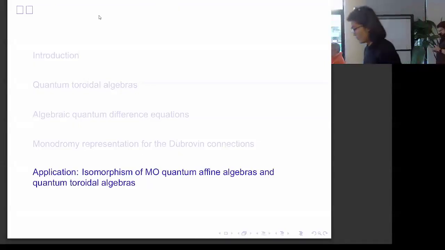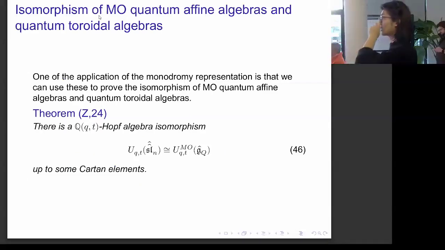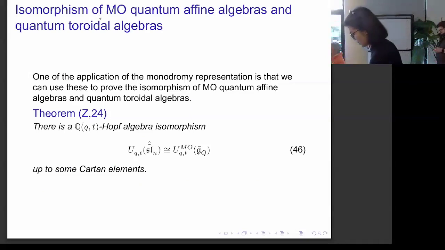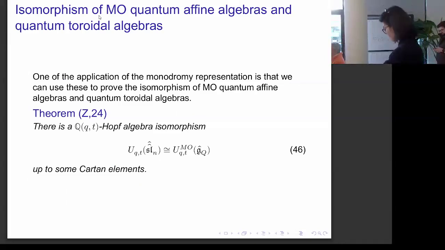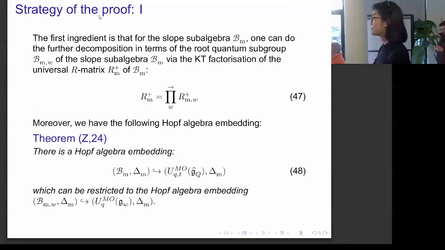Yeah. So another application is that we're going to prove the isomorphism of the Maulik-Okounkov quantum algebra and quantum toroidal algebras over here. So the main theorem is that there's a rational form of algebra isomorphism between these two, but this is not a true isomorphism. This is an isomorphism up to some constant elements. So I'm going to explain why this is an isomorphism up to some constant elements over here.